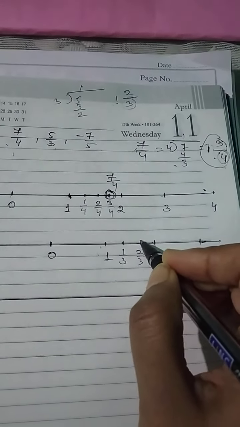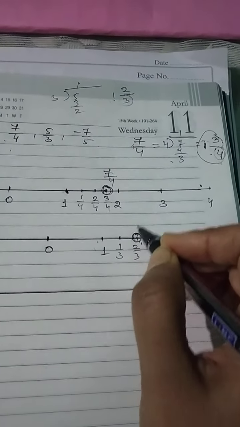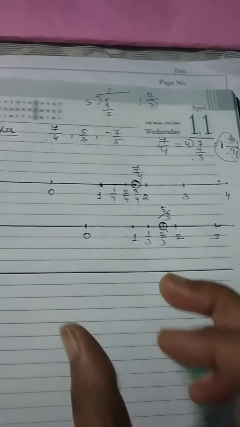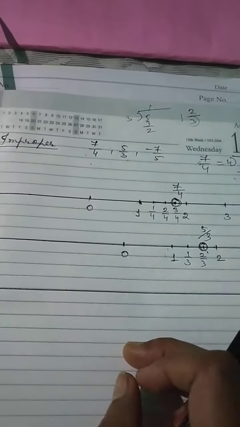Okay, so 2 by 3. After 1 whole, 2 by 3 means this point. This is 5 by 3. This is the way you can plot an improper rational number.